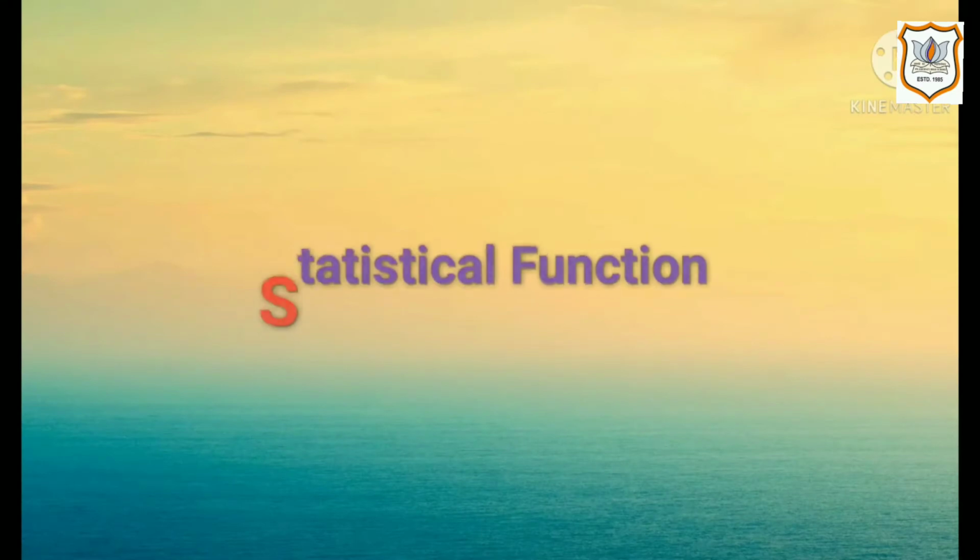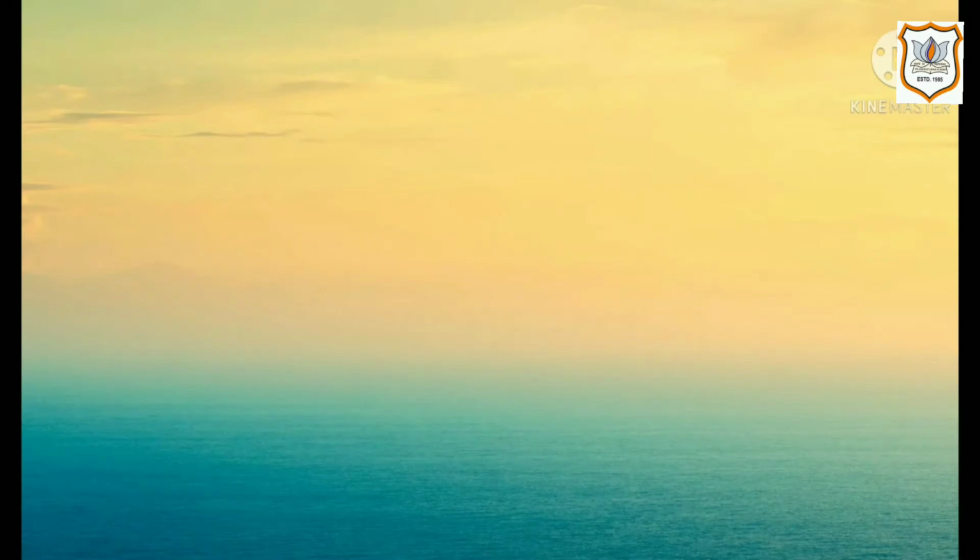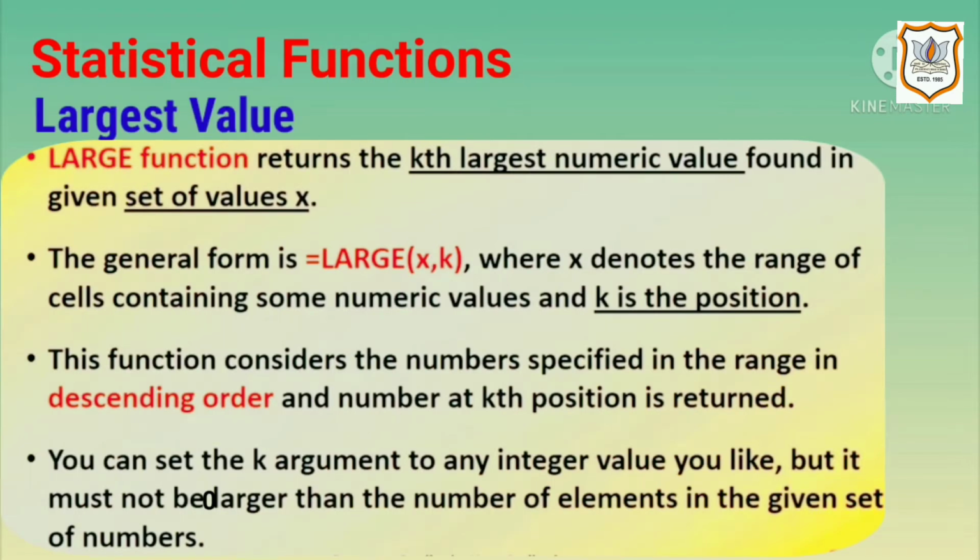Let's continue some other statistical functions of chapter number 7. Next function is LARGE, the largest value. The LARGE function returns the kth largest numeric value found in the given set of values x. The general form is equal to LARGE(x, k), where x denotes the range of cells containing some numeric values and k is the position.